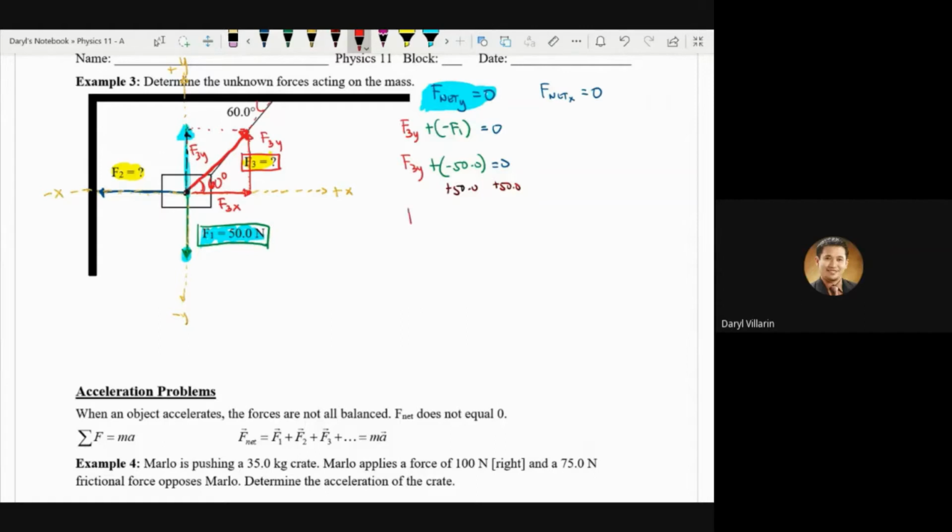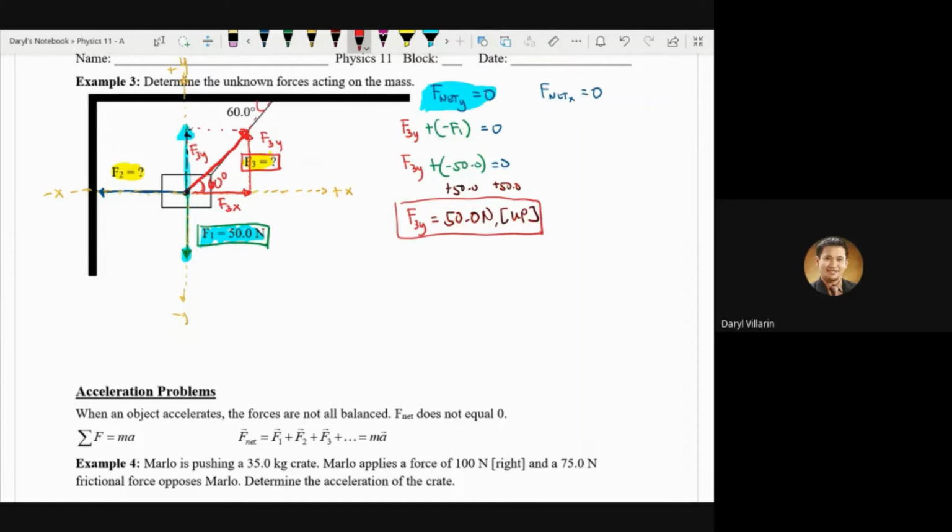But formally, you can also do the calculation and actually see that indeed F3y has a magnitude of 50 newtons, but it's upward. So that's the magnitude of your F3y. But how can we use this value to solve for F3?